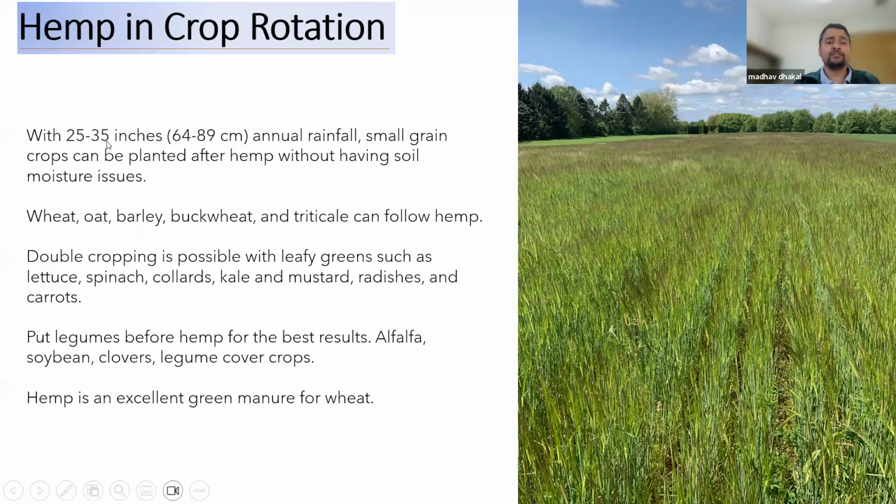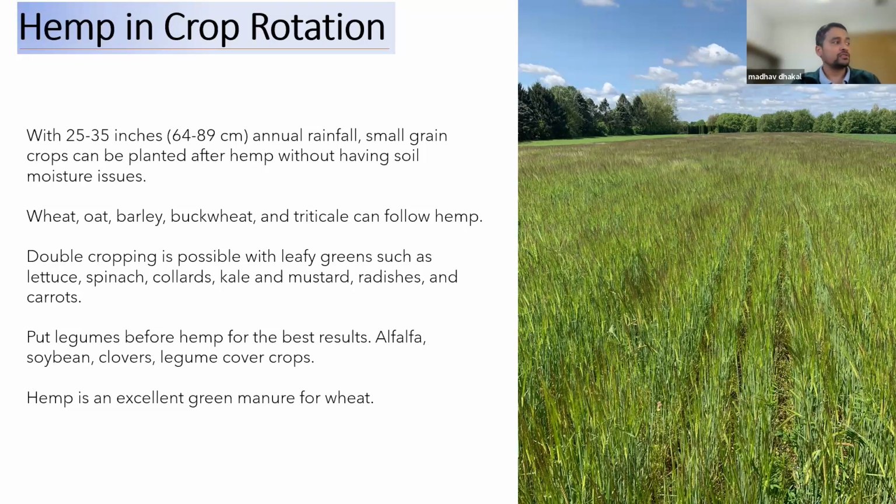So with 25 to 35 inches annual rainfall, small grains can be planted after hemp without having soil moisture issues, such as wheat, oat, barley, buckwheat, triticale can follow hemp. So double cropping is possible with hemp. If we plant like lettuce, spinach, collard, kale, mustard, radish, carrots, then we can have 2 crops in a year, and that's even better than having soybean and corn in the crop production system.